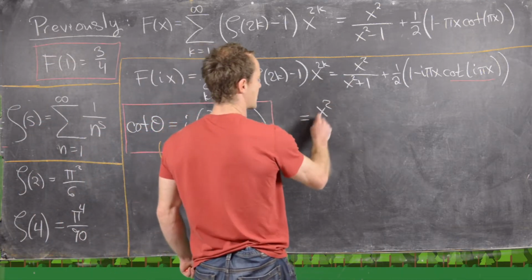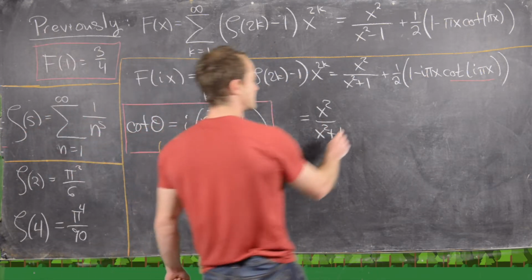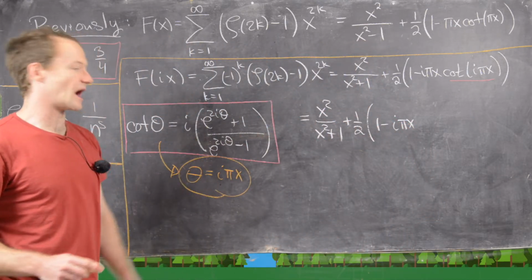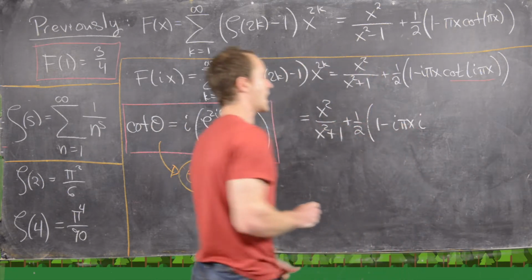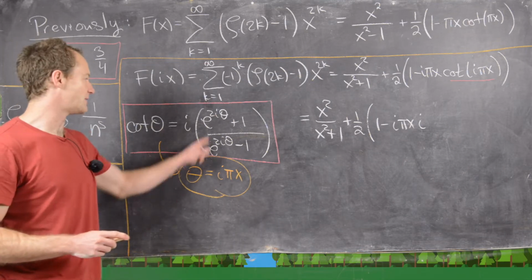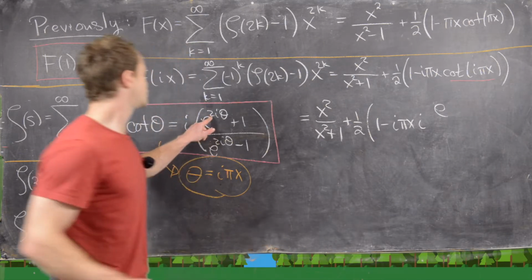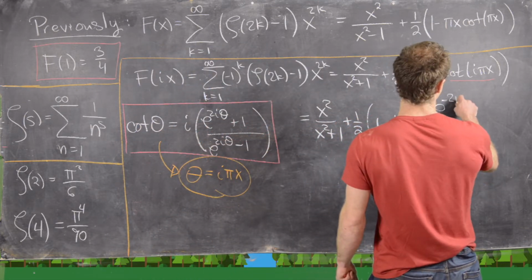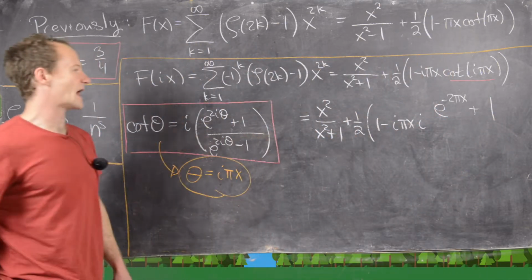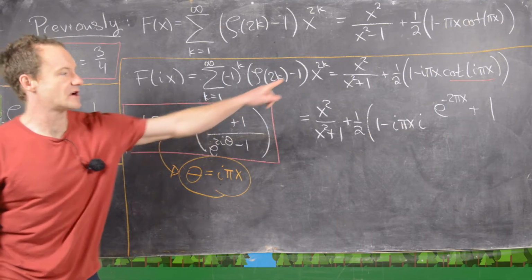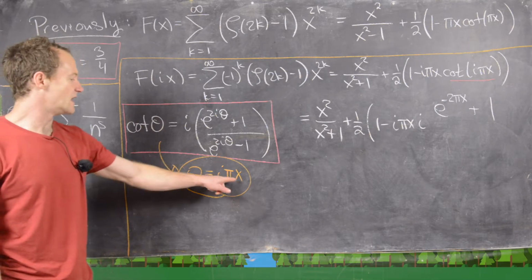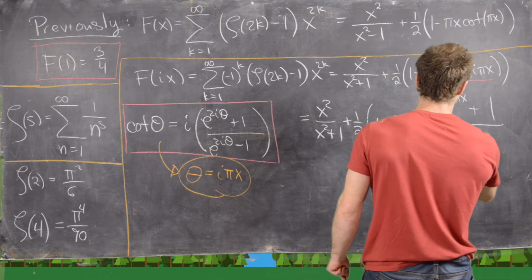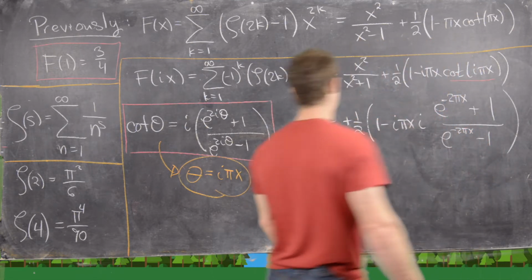So I'm just going to bring this part down, so we get x squared over x squared plus 1 plus half, and then we have 1 minus i pi x times another i. So notice I'll just put the other i in there and we'll simplify it later. And now we have this cotangent of i pi x. So that's going to give us e to the 2i times i pi x, so that's going to be e to the minus 2 pi x, plus 1. Okay, so let's reiterate how that happened. The 2 is part of this formula. This i right here and this i over here combined together to give us minus 1. And then the x is in there because that's part of what we're setting theta equal to. So that's what we get there. And then similarly in the denominator, we're going to have e to the minus 2 pi x minus 1. So we get something like that.